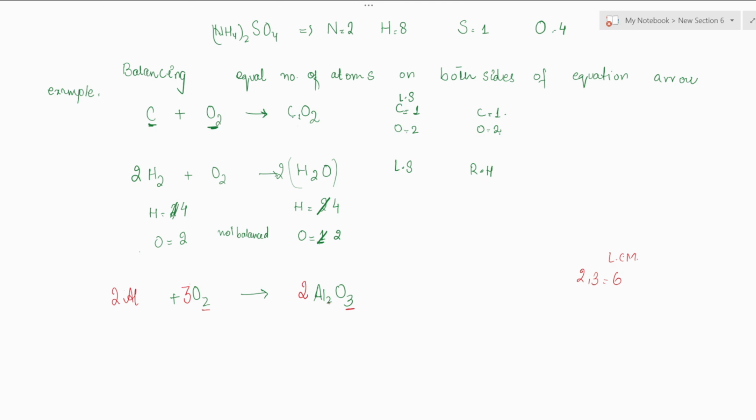Now, this one is not balanced. The aluminum. What shall we write over here? This is not balanced. How many aluminum are there? 4. So we should write 4 here. Exactly. Is it balanced now? Aluminum 4, oxygen 6. Aluminum 4, oxygen 6. Balanced. Okay?